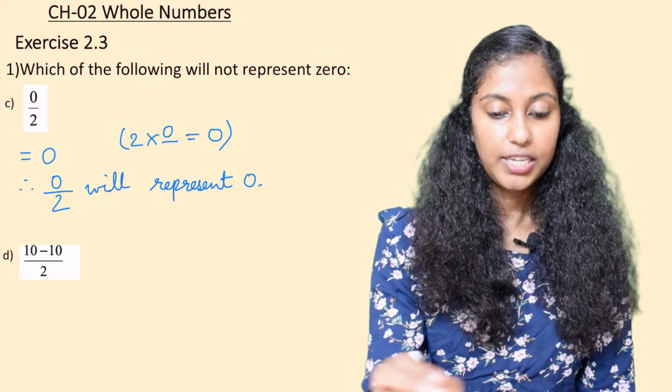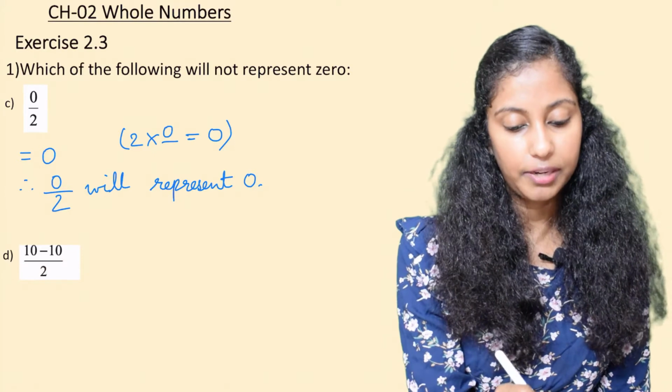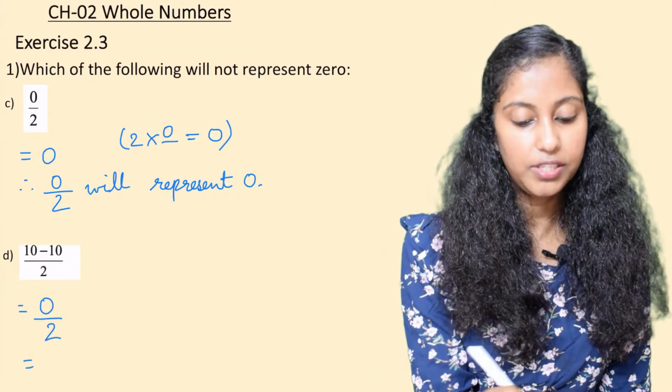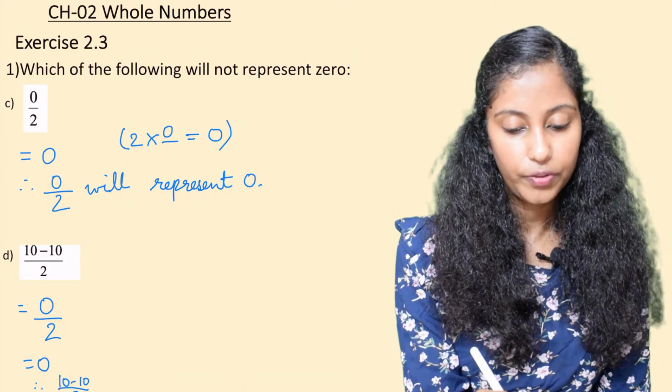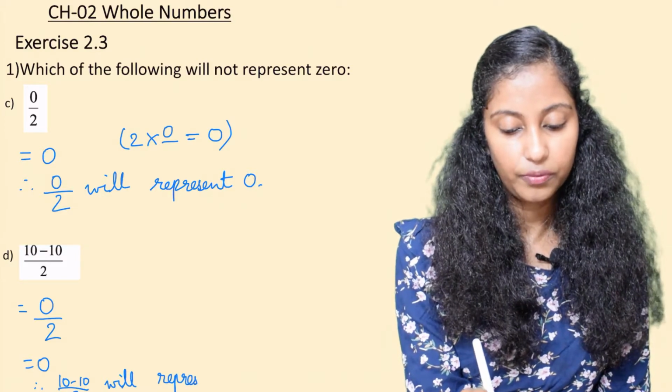The next question is 10 minus 10 upon 2. So here what we'll do is 10 minus 10 gives 0 by 2. 0 by 2 will give us 0. So therefore 10 minus 10 upon 2 will represent 0.